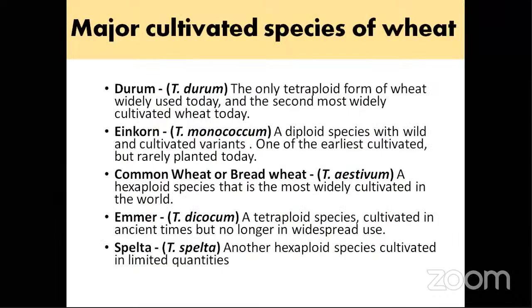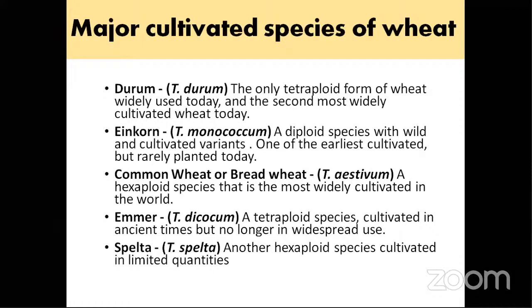So the majorly cultivated wheat species is Triticum durum. Triticum durum is the second most widely cultivated wheat today, and this is generally used for the preparation of pasta products. Then comes the einkorn, or Triticum monococcum. It is a diploid wheat, and it is a wild variety. It was cultivated earlier, but nowadays it is very rarely grown.